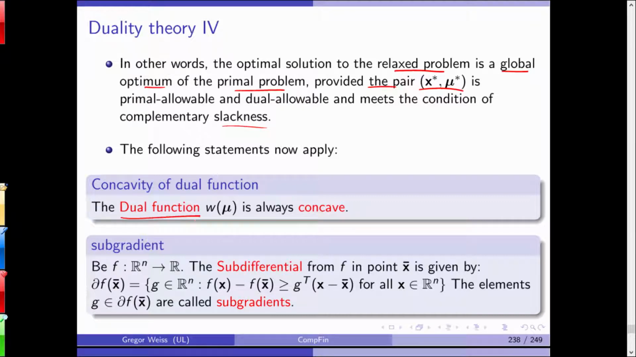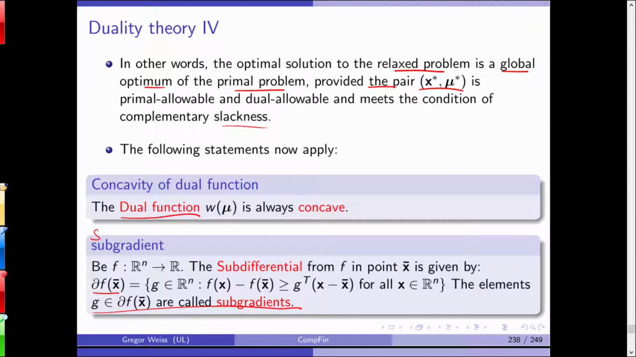First of all, the dual function is always concave. So you don't have convexity, but you have concavity. Next, we need the so-called subgradient. Let f be an n-dimensional real function. The subdifferential of f at point x bar is given by, we call this the subdifferential, f(x) minus f(x bar) is larger or equal than g transposed (x minus x bar) for all x. And those elements, they are called the subgradients.